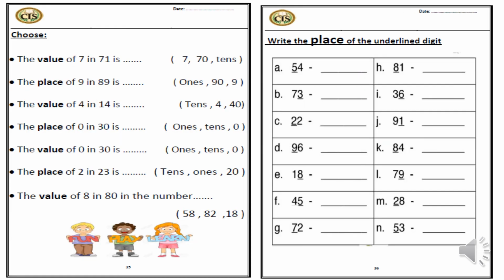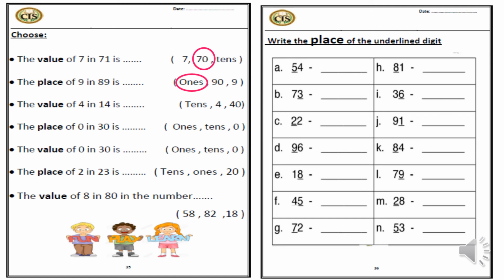Next, page 35. Okay, he asked here to choose the following. First one, he asks the value of 7 in 71. So here 7 in tens place, so its value equals 70. Next, he asks about the place of 9 in 89. 9 here lives in which room, in which place? In ones.